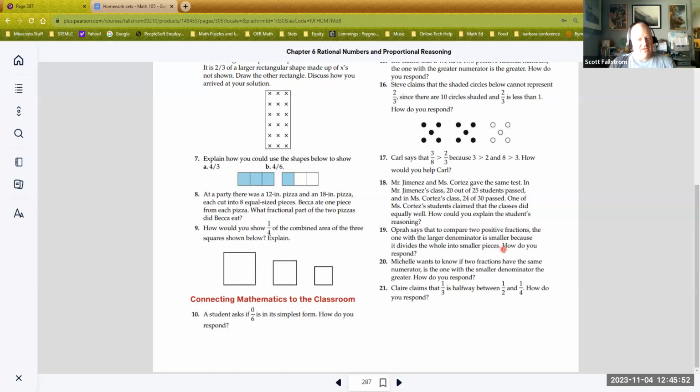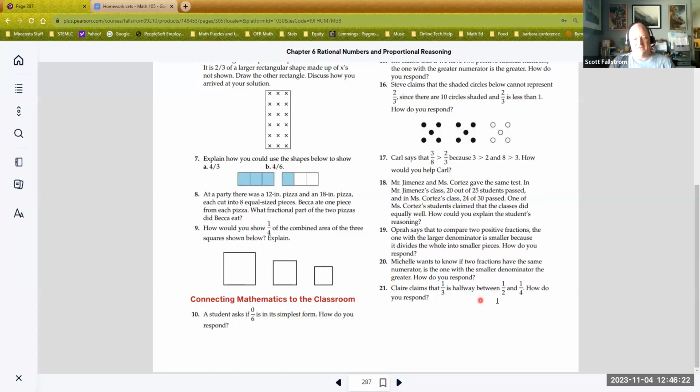It's possible, again, that the student is correct sometimes, right? The test questions I give you are always, sometimes, and never. So a student comes up to you with something, be thinking, is this always true? Is it never true? Or is it maybe sometimes true, and maybe I can see why they made their mistake? Let's see. If two fractions have the same numerator, is the one with the smaller denominator the bigger fraction?